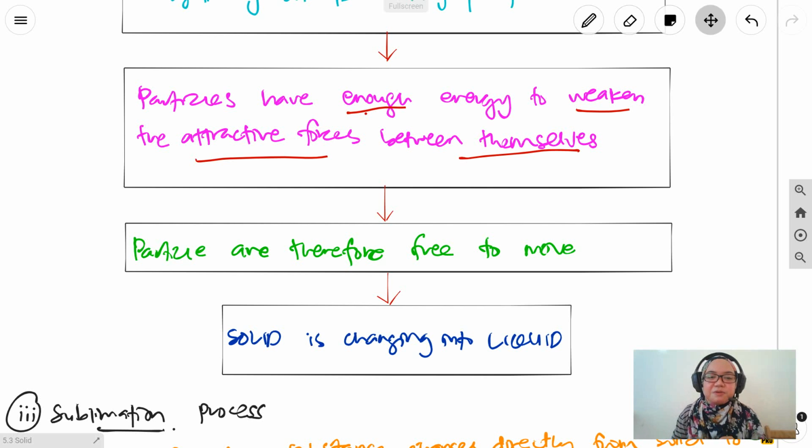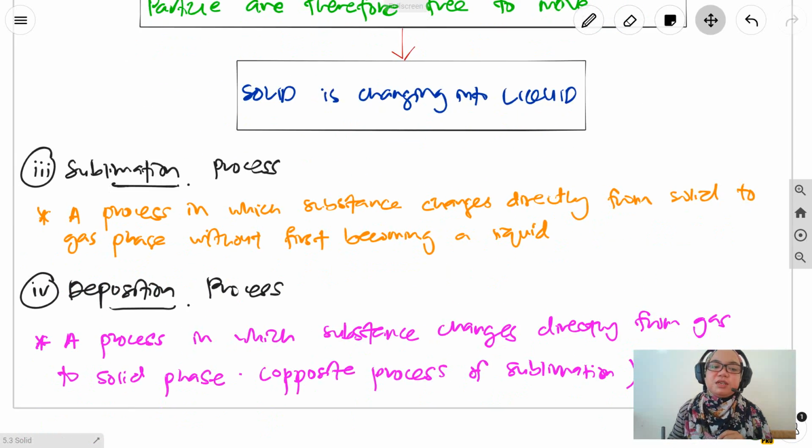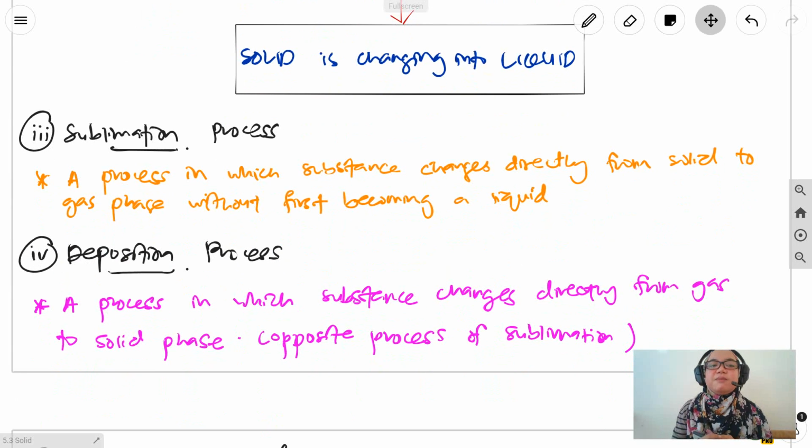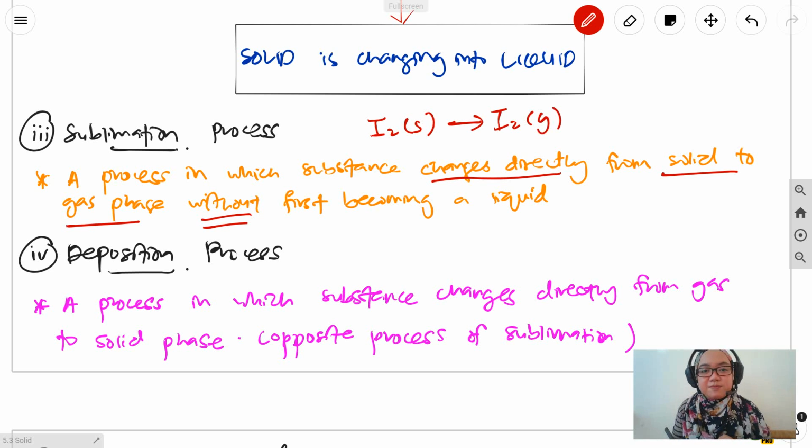Okay? Alright. So now we're going to look at the third process. The third process is very simple. It's the sublimation and deposition process. So a sublimation process is a process in which a substance changes directly from solid to gas phase without first becoming a liquid. So solid directly into gas. So this is what we call the sublimation process. For example, from iodine solid to iodine gas.